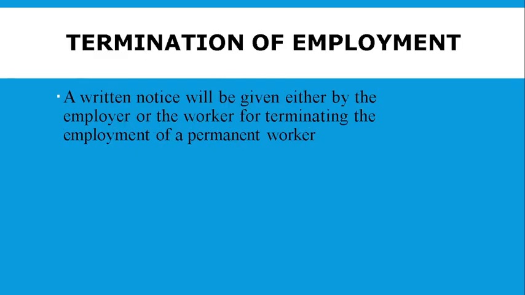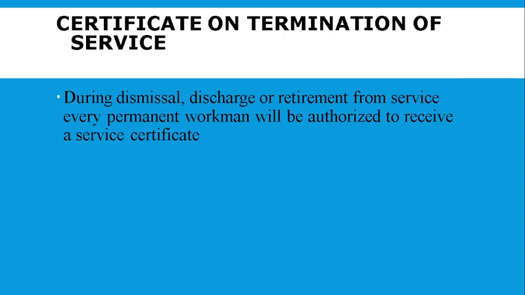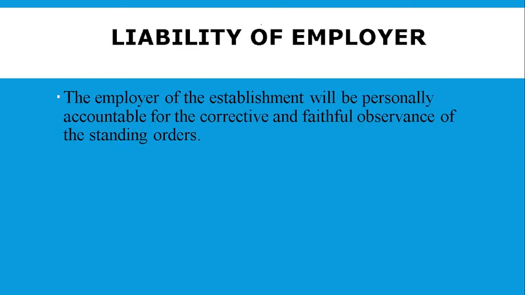Okay, and the next is termination of the employment. The written notice will be given either by the employer or the worker for terminating the employment of the permanent worker, students. Another is certification of termination of service. During the dismissal or discharge or retirement from the service, every permanent worker will be authorized to receive a service certificate.